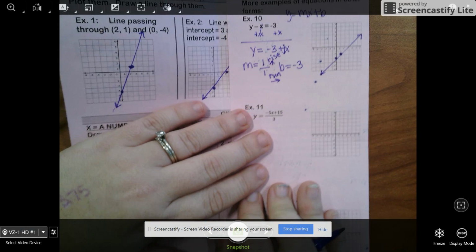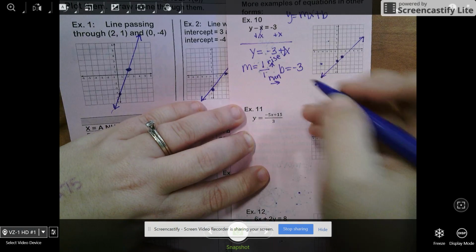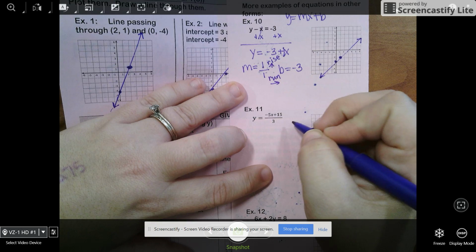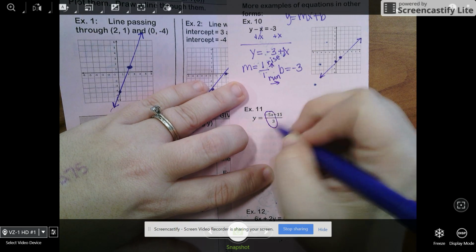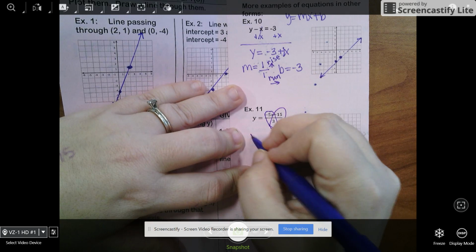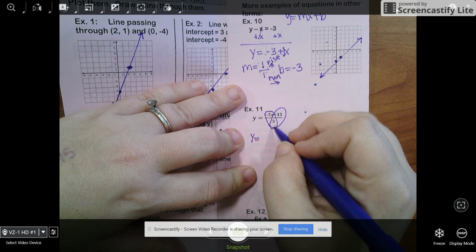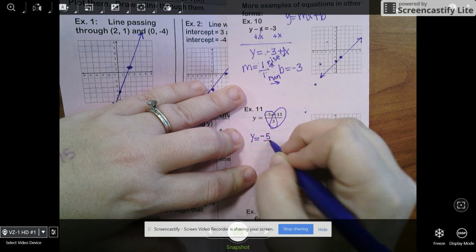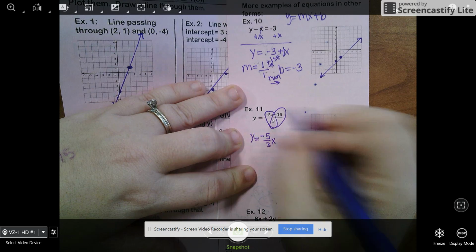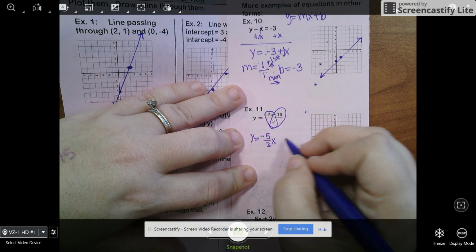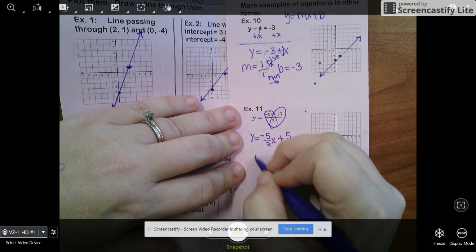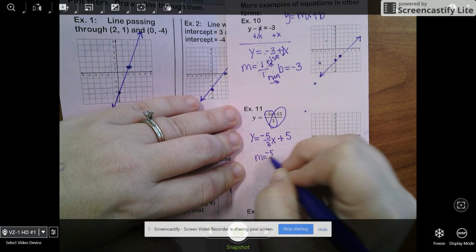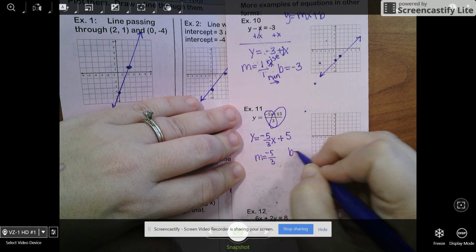Okay. Next problem. Okay, so this one, the y is already by itself, but you see how we have 3 under this whole thing? So let's do a little bit of butterfly math to make it easier. So we've got y equals -5 over 3. That is not a nice number. I'm just going to leave it. Okay, and then 15 over 3. Well, that's 5. 15 divided by 3 is 5. So this time, I got my m is -5 over 3, and my b is 5.